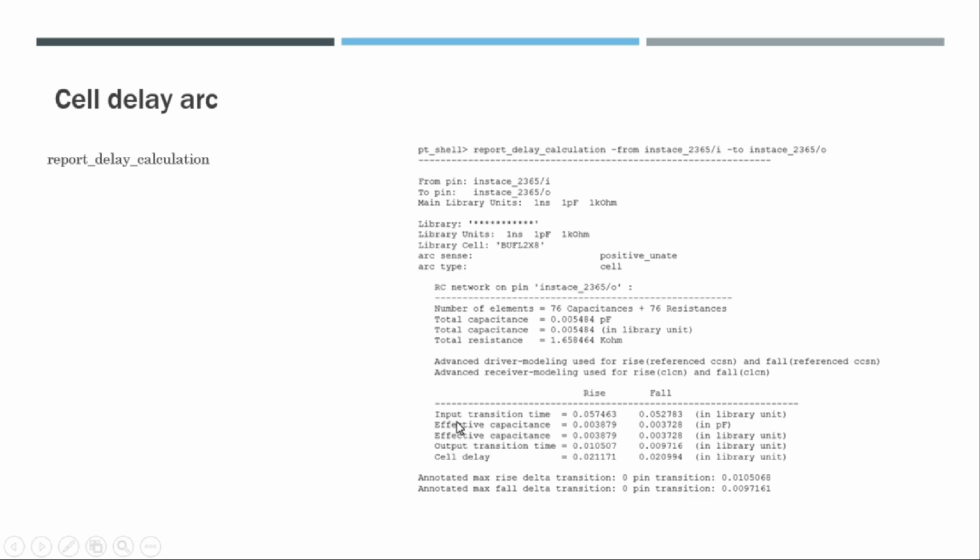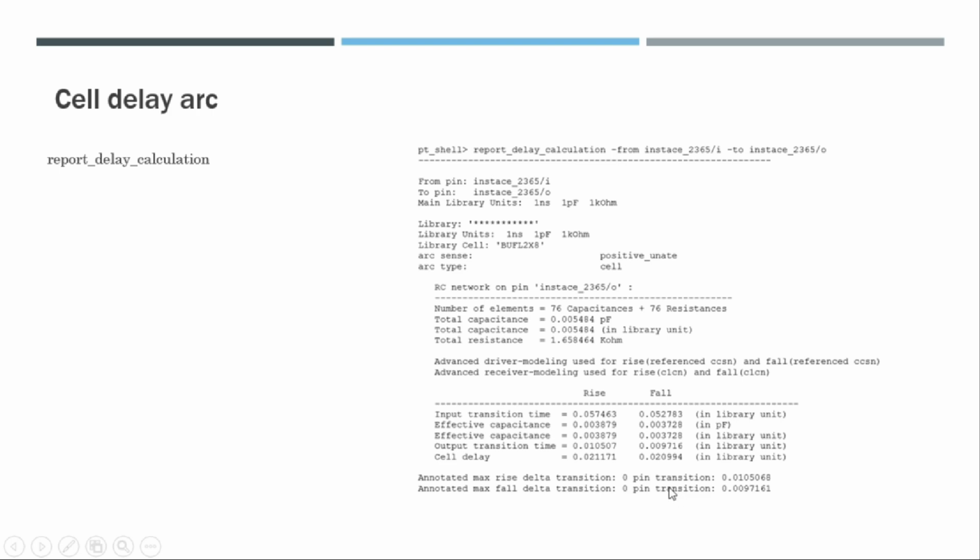This is basically the input transition and the effective capacitance. The effective capacitance is different from the total capacitance, as you can see. The output transition time is basically 10 ps, and here you see the input transition is 57 ps. So it has significantly boosted the signal to reduce the transition time. It also mentions that the annotated max delta transition is 0, so it's telling us that there is no crosstalk at the output pin.